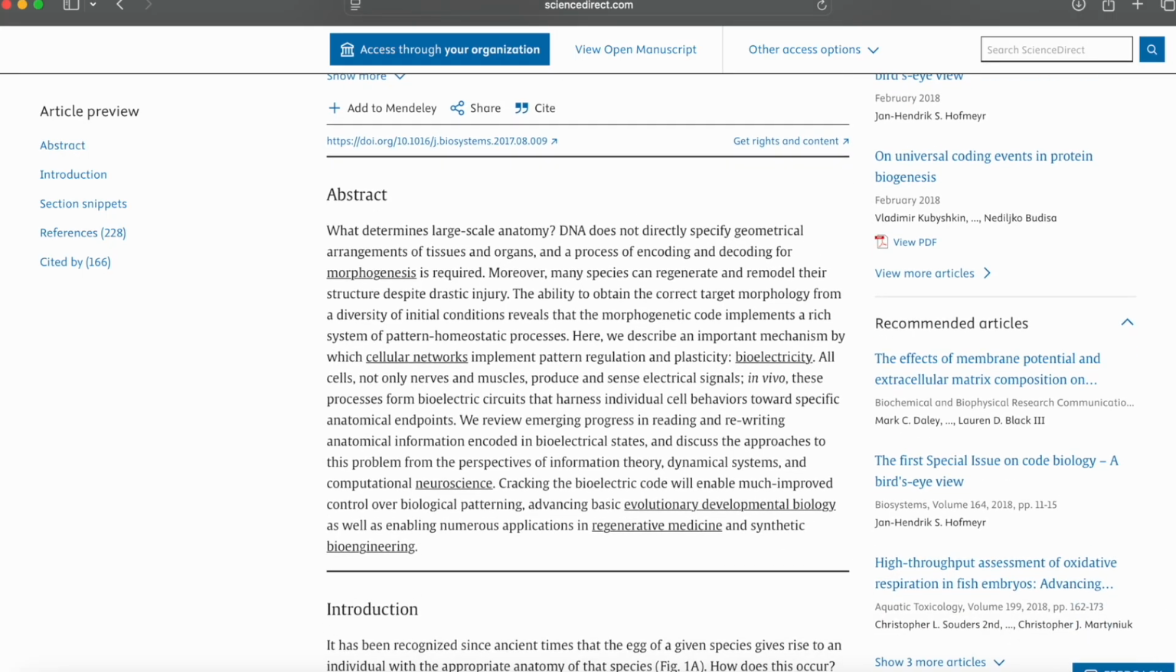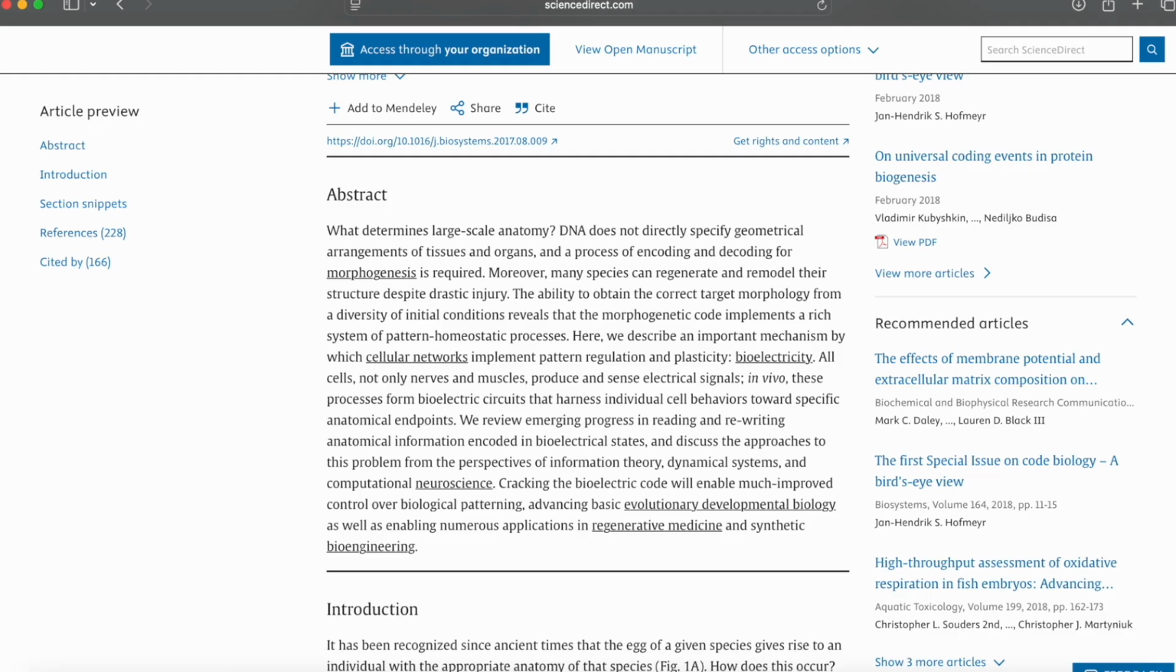What determines large-scale anatomy? DNA does not directly specify geometrical arrangements of tissues and organs, and a process of encoding and decoding for morphogenesis is required. Moreover, many species can regenerate and remodel their structure despite drastic injury. The ability to obtain the correct target morphology from a diversity of initial conditions reveals that the morphogenetic code implements a rich system of pattern homeostatic processes.